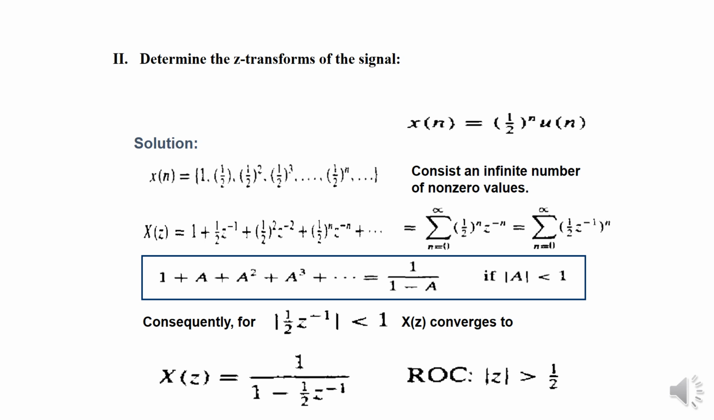We can find this z transform only for values of z where the magnitude of z is larger than half. The magnitude of z equal to half means there is a circle which has its center at 0, the origin in this plane. The exterior of that is the region of convergence.